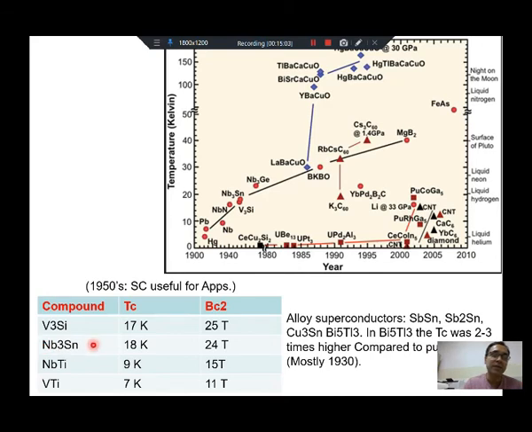because of the discovery of this niobium 3 tin. And there are some similar types of materials which have been used for magnet winding, but niobium 3 tin remains a very popular choice for making magnets.